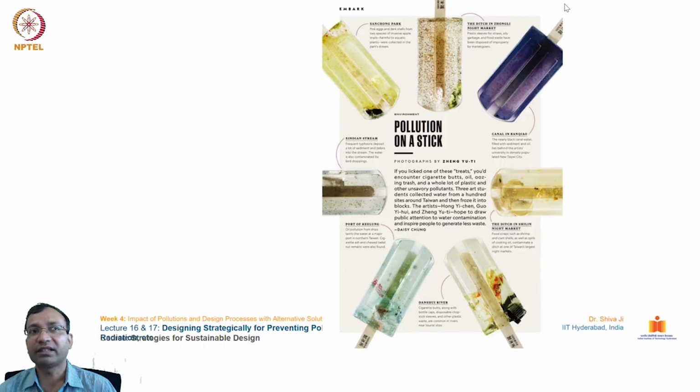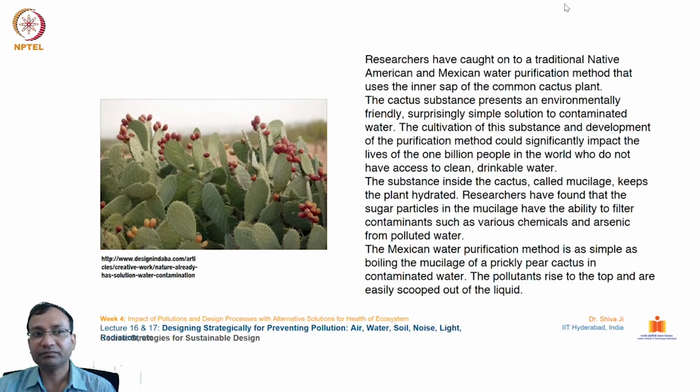The first one, at the top, says this water was sourced from the ditch in the Zhongli night market. The next one was sourced from a canal in Bangkuo, and then the next one the ditch in the Shilling night market. The next one in Danshui River. Next one, port of Keelung. The next one is Indian stream, and then the next one Shanshong Park. So these are different places where these water samples were collected, and they have been turned into pieces of ice intact.